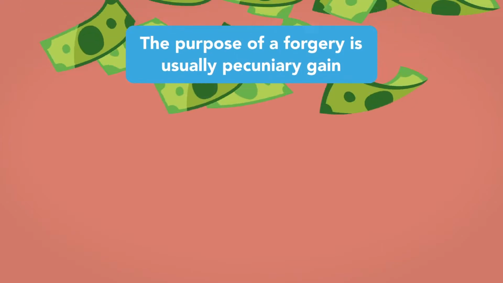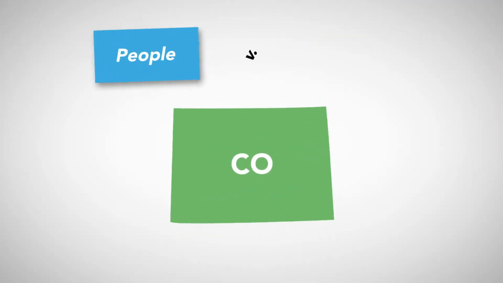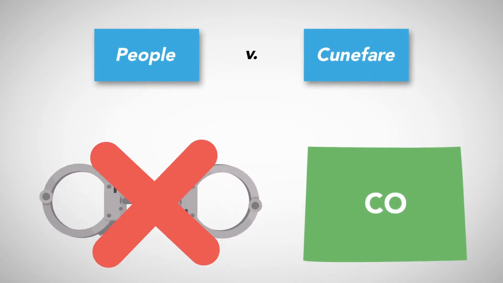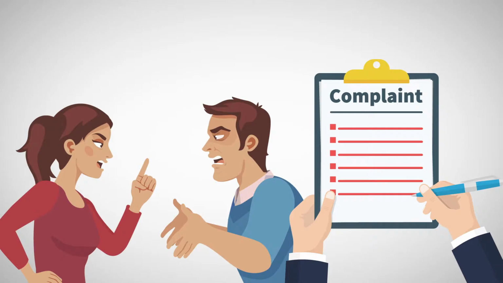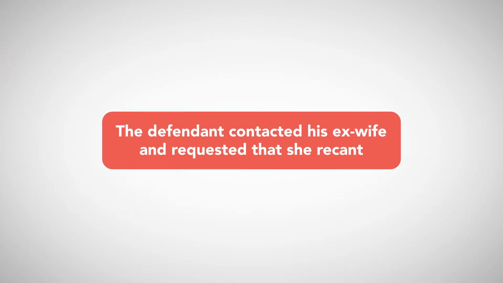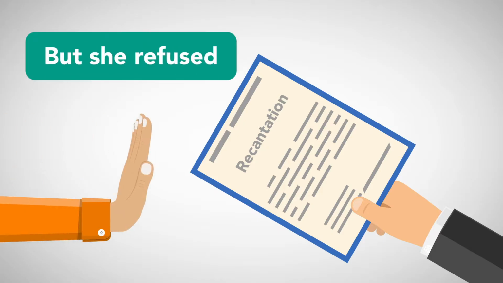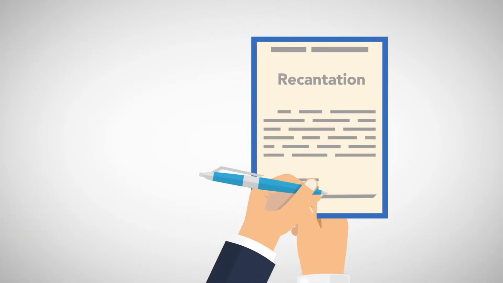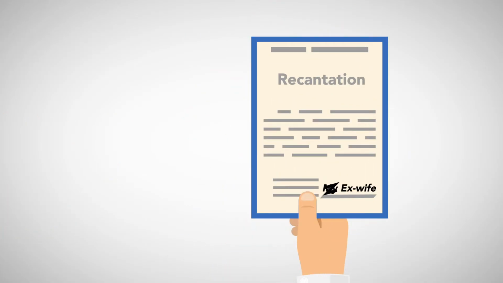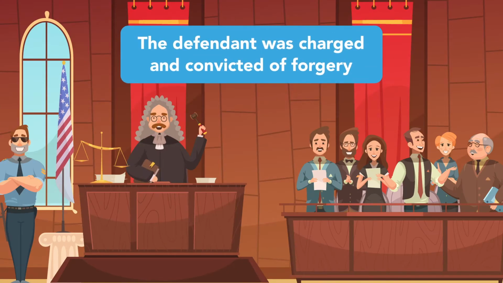The purpose of forgery is usually pecuniary gain, but consider the following Colorado case, where the defendant's purpose was to avoid criminal charges. The defendant's ex-wife filed a complaint against the defendant, alleging domestic assault. The defendant contacted his ex-wife and requested that she recant. He sent her a prepared letter and asked her to sign it and send it to the prosecutor, but she refused. The defendant signed the ex-wife's name without her permission and mailed it to the prosecutor. The defendant was charged and convicted of forgery.